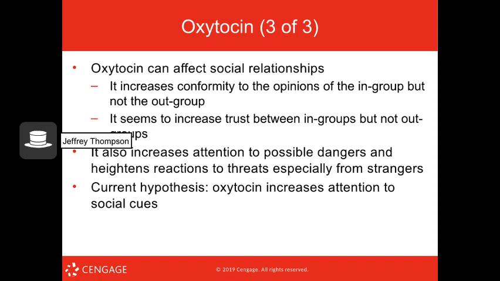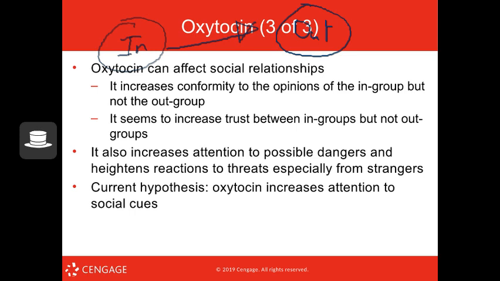So oxytocin can also affect our social relationships. Any group that we identify with is an in group, and any group that we do not identify with is an out group. So let's say I am a big Clippers fan, right? Every time I see somebody with a Clippers jersey on, I'm like, that person's the homie, right? I see somebody with a Lakers jersey on, I'm like, I'm gonna rip that jersey off. Ooh, they make me so mad because they are the out group.